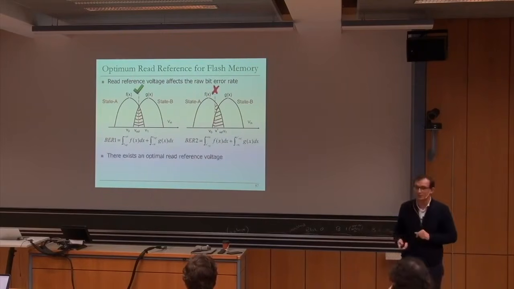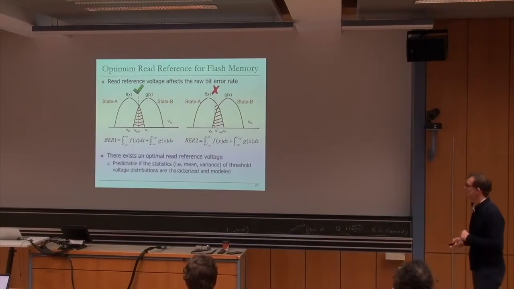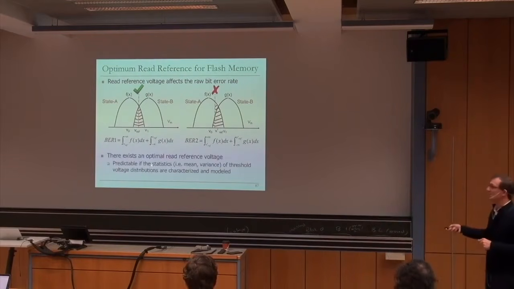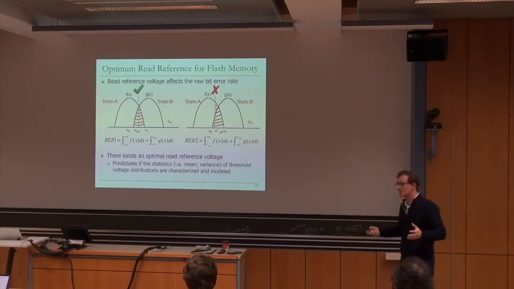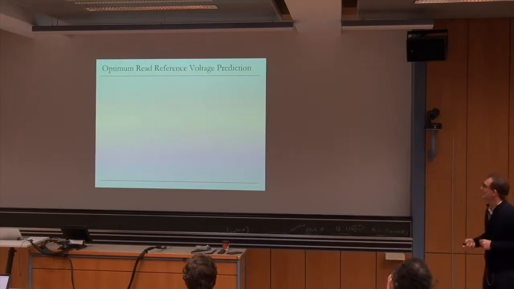So there exists an optimal read reference voltage based on the distributions. And it's really predictable if the statistics, in other words, the mean and variance of these threshold voltage distributions are characterized and modeled accurately, of course.